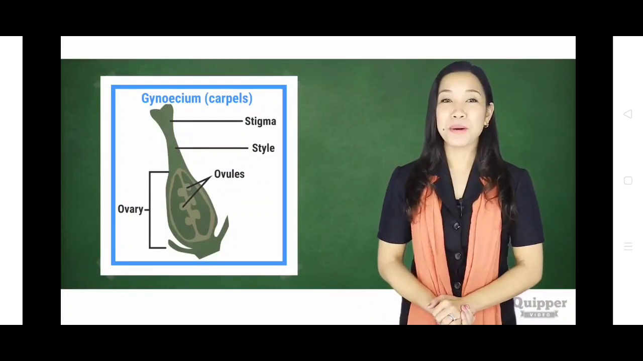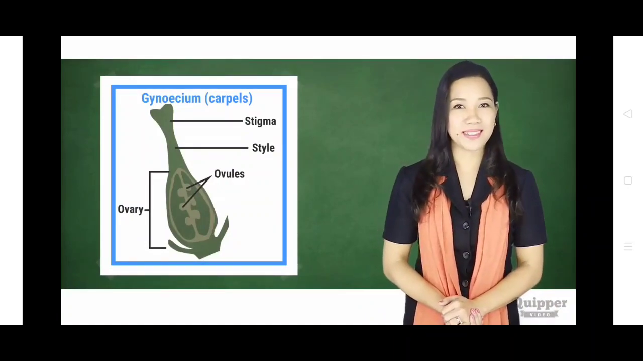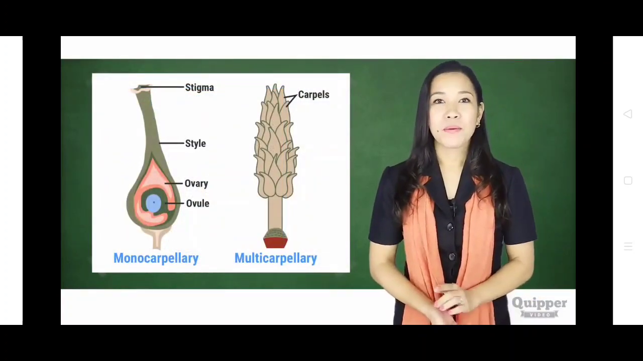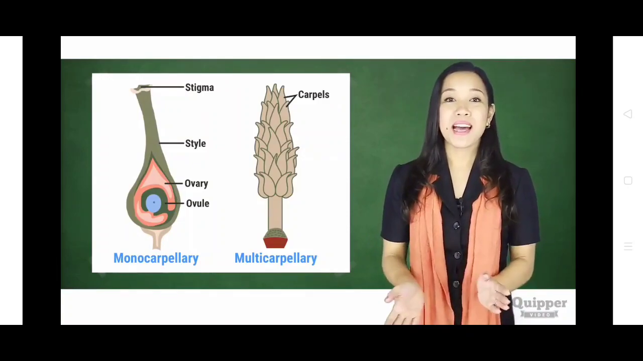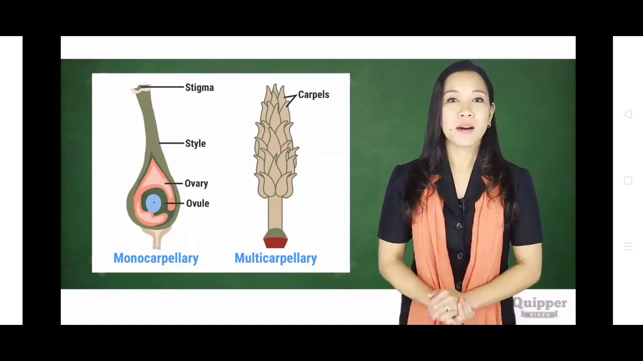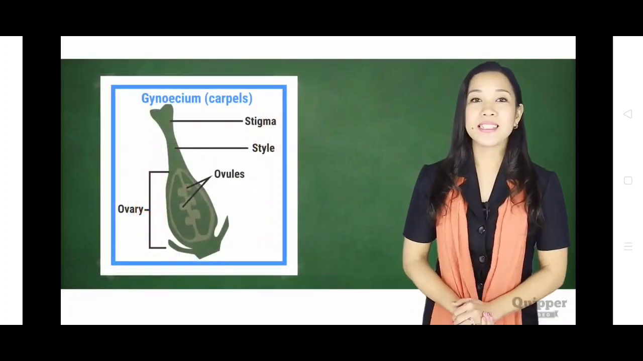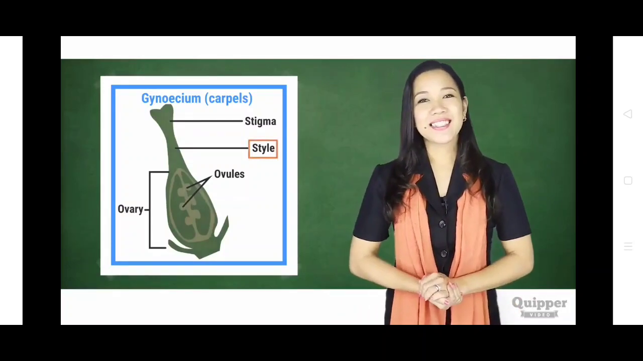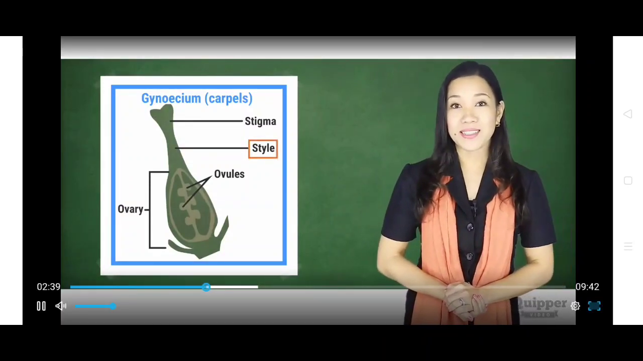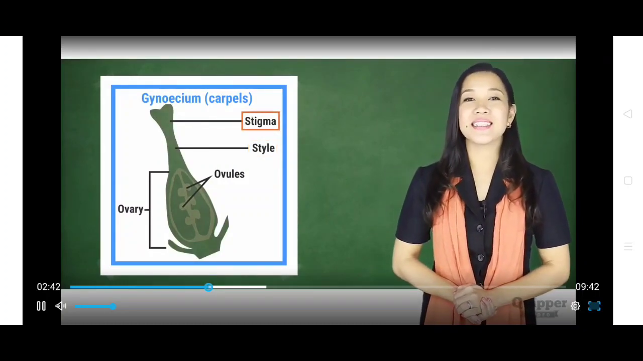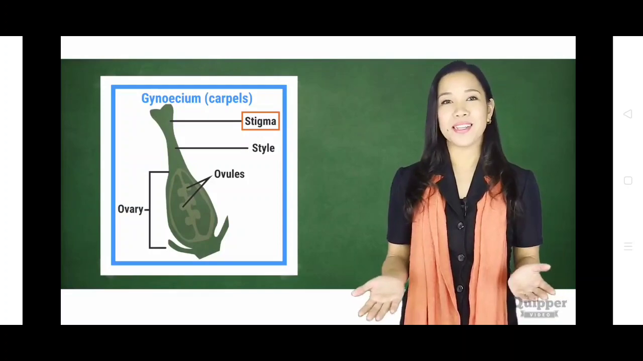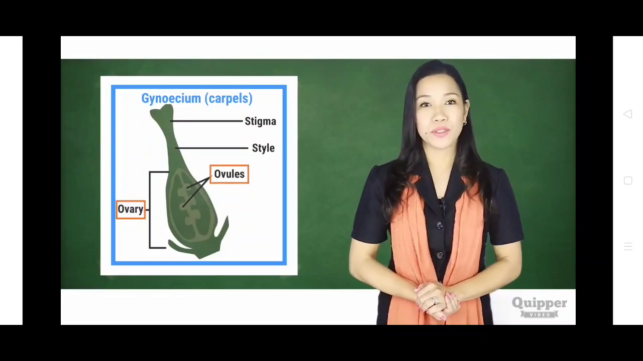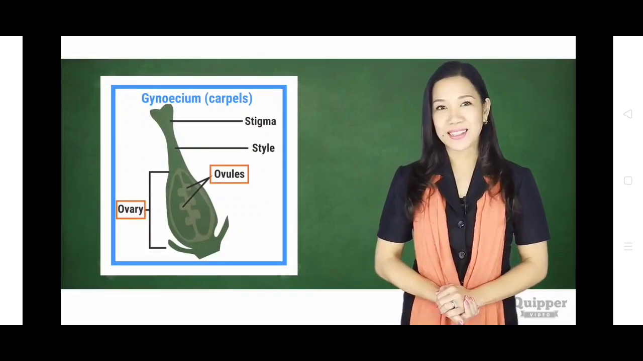Gynoecium is the female reproductive structure composed of carpels. It may consist of a single carpel, monocarpellary, or it may have several carpels, multicarpellary. The carpel is made up of the stigma, the style, and the ovary. The style is a slender stalk that supports the stigma. The stigma is the sticky part that receives the pollen. The ovary is the basal sac that contains the ovules, or the female reproductive cells.